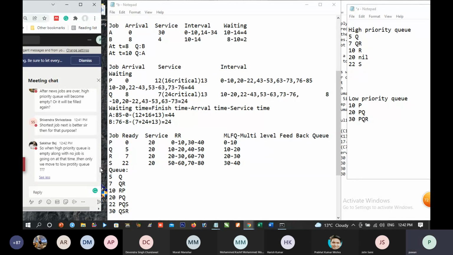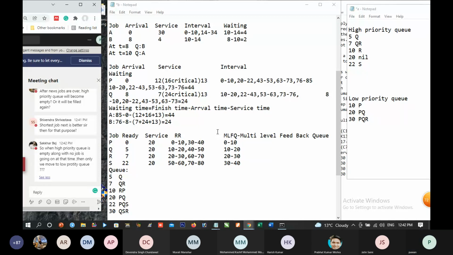Why are we using the multi-level feedback queue? P, Q, R are already jobs that take a lot of time. They are rotating in a queue with time quantum 10, 10, 10. If a new job comes which only requires a very small amount of service, why should it wait in rotation? Because of this, that is why the two-level queue was there.